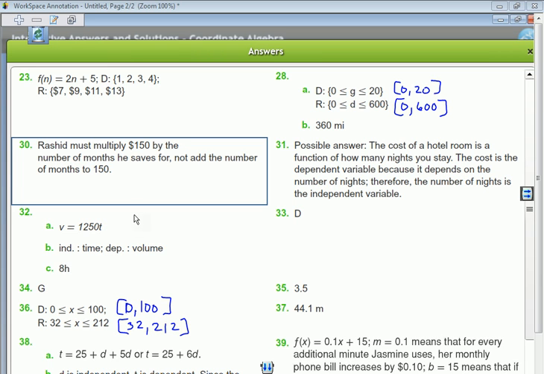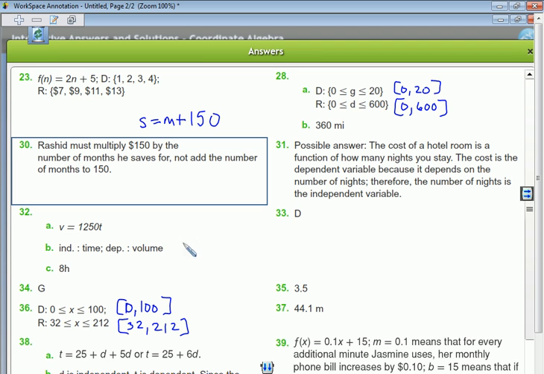Number 30 was an error analysis problem. It says Rashid saves $150 each month. He wants to know how much he will have saved in 2 years. He writes the rule S equals M plus 150 to help him figure out how much he will save. Well, this M is what should be multiplied times the 150, not added to the 150. And that's what it says here. It should have been multiplied, not added.